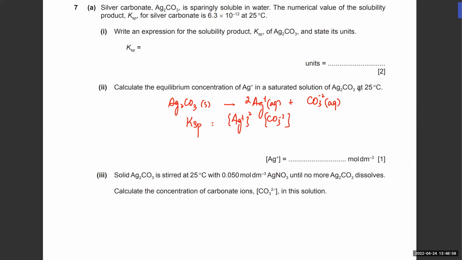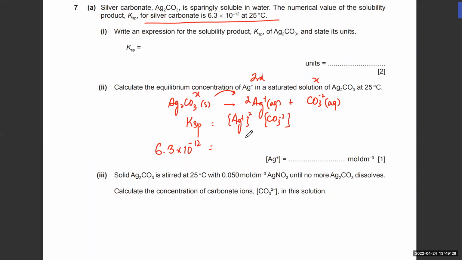Now you know the Ksp value that's already given. That's 6.3 times 10 power minus 12. What you don't know is the concentration of the ions. So let's say x mole per dm cube dissolves. It's going to produce 2x mole per dm cube of silver ions and x mole per dm cube of carbonate ions.